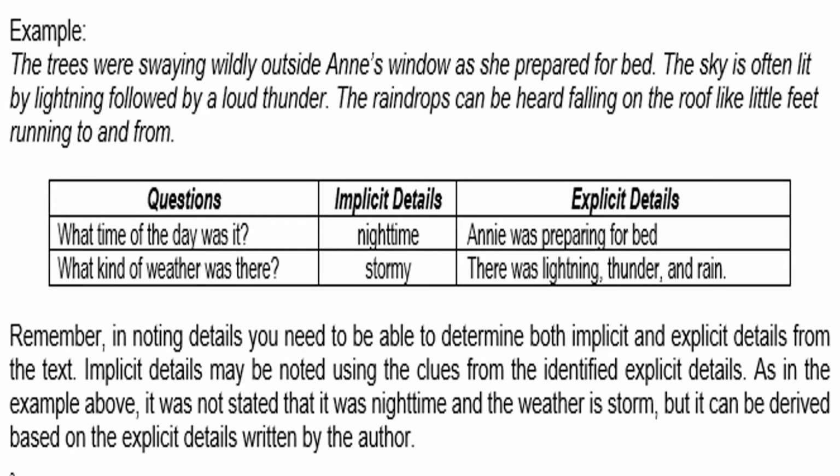So remember, in noting details, you need to be able to determine both the implicit and explicit details from the text. Implicit details may be noted using the clues from the identified explicit details, as in the example above. It was not stated that it was nighttime, like in question number 1, and the weather is stormy, but it can be derived based on the explicit details written by the author.